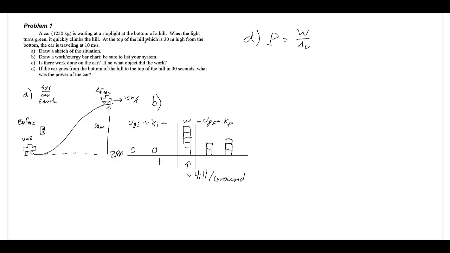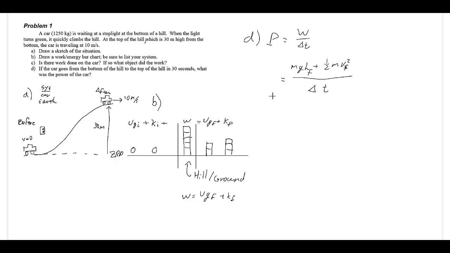So if you add this up, you see that the equation we get is work is equal to gravitational final plus kinetic final. And this work is exactly what we need up here to find the power. So I'm going to rewrite this equation as our UG final, which is just mgh plus 1/2 mv squared, and this is all final, right? h final and v final, over delta t.